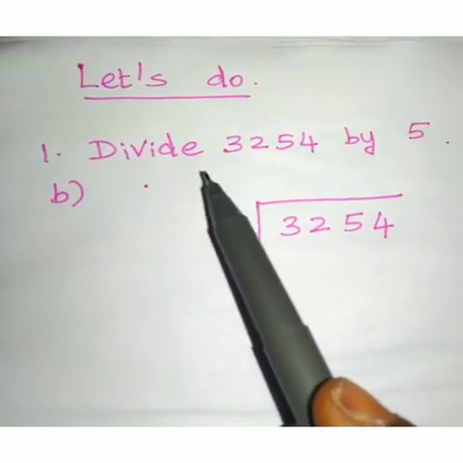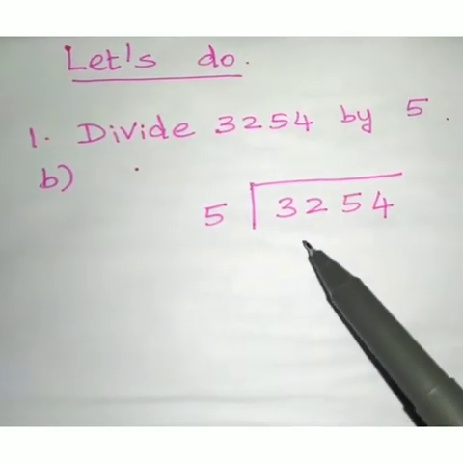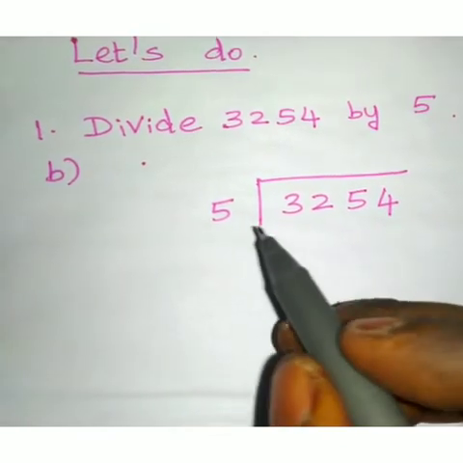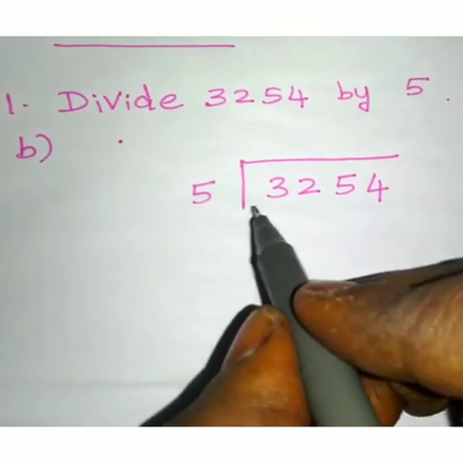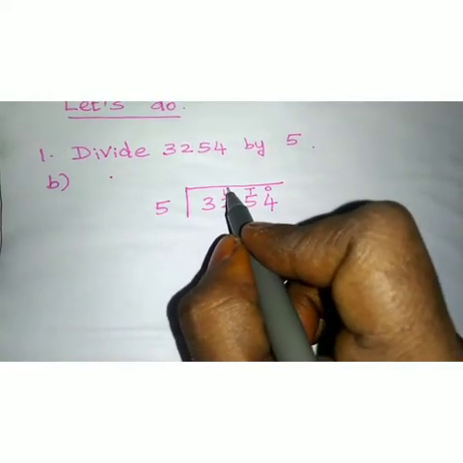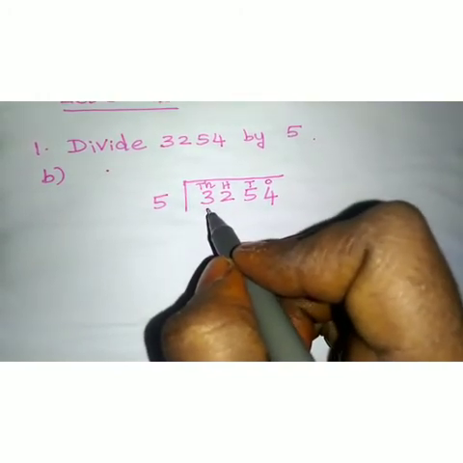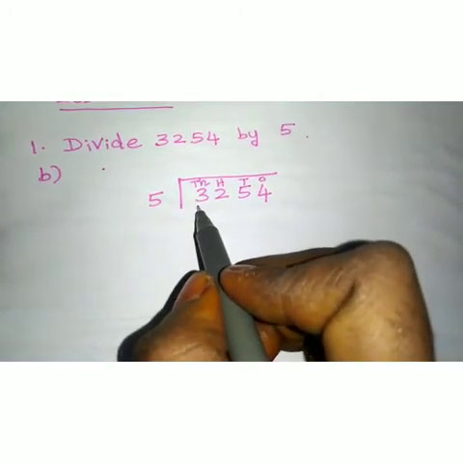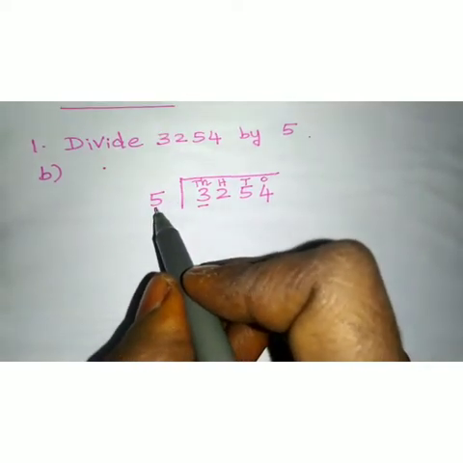In part 2, divide 3254 by 5. We have to write in this format to divide the given number. This is a 4-digit whole number and this is a single digit number, right? Now you have to start division from the thousands place. Ones, tens, hundreds, thousands. Always we have to start from the greatest place value. Here the greatest place value is 1000. Let me start with the thousands place. 3 is a number which is smaller than 5.